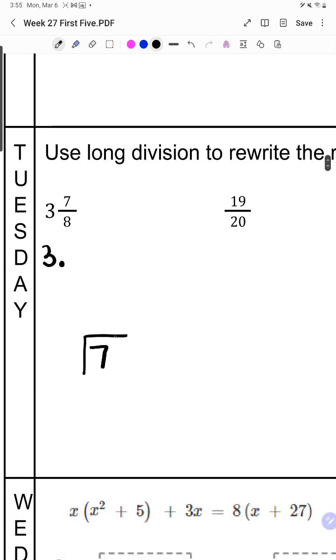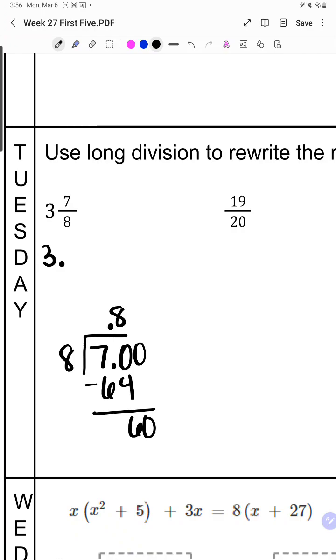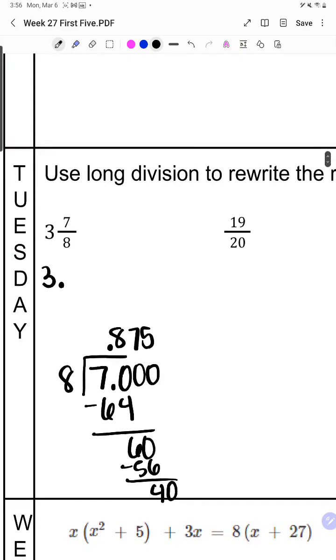Then, to figure out what 7/8 is, I'm going to put 7 inside and 8 on the outside. 8 does not go into 7, so I'm going to add a decimal and a 0. 8 goes into 70 a total of 8 times, 64. That leaves us with 6. Bring down a 0. 8 goes into 60 7 times, 56. That leaves us with a 4 and then 0. And 8 goes into 40 5 times. So our decimal that goes after the 3 is 3.875.